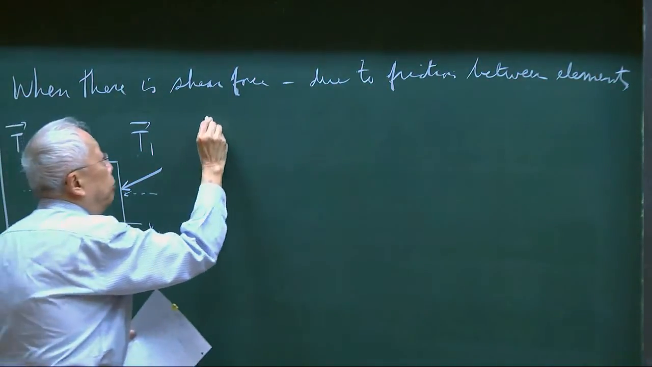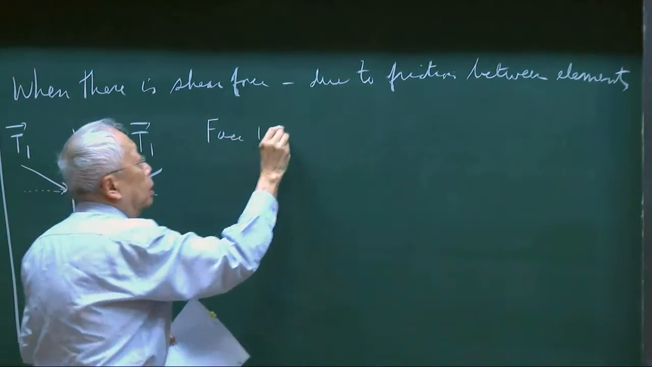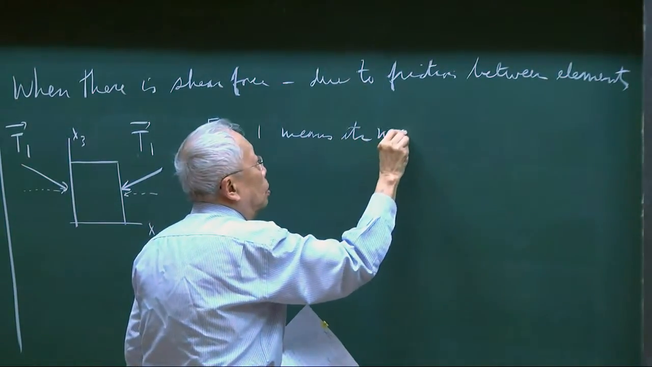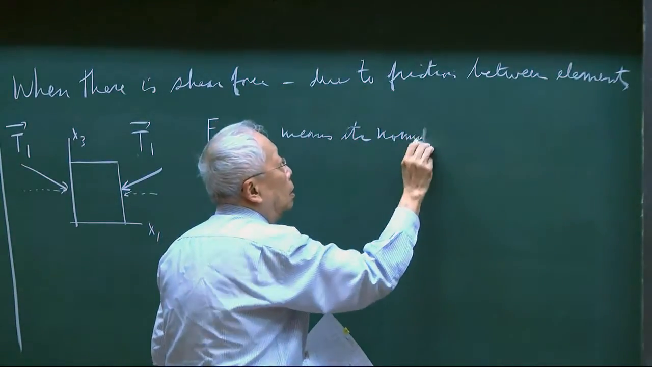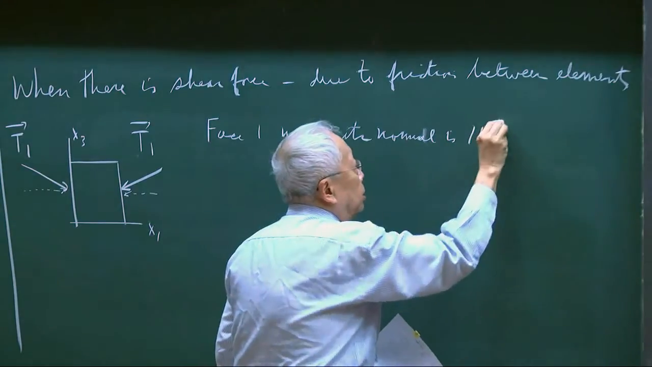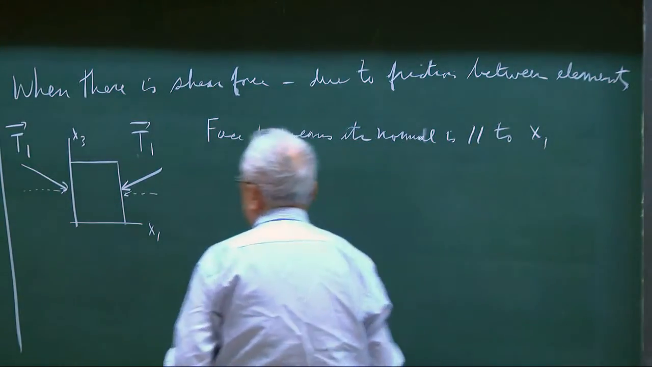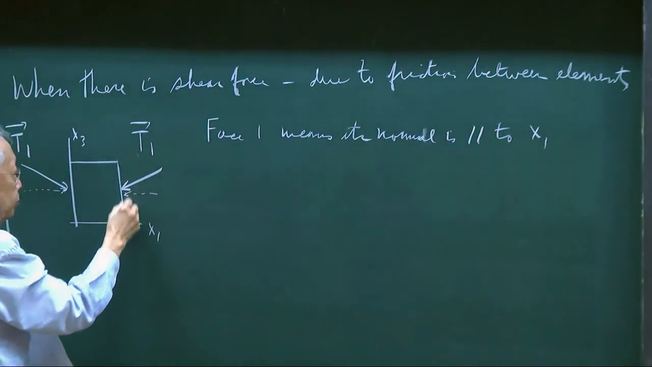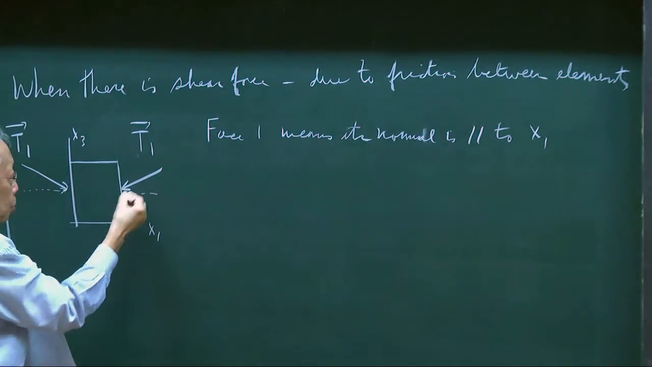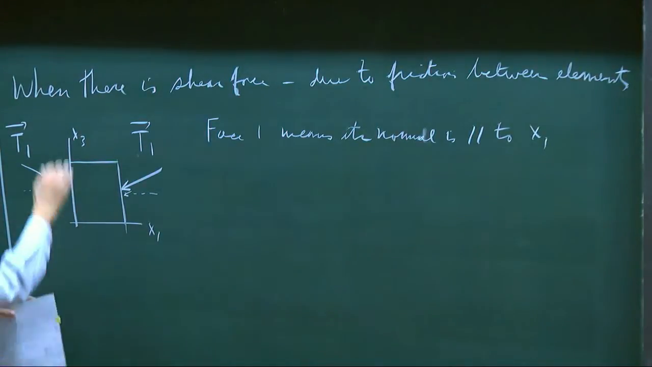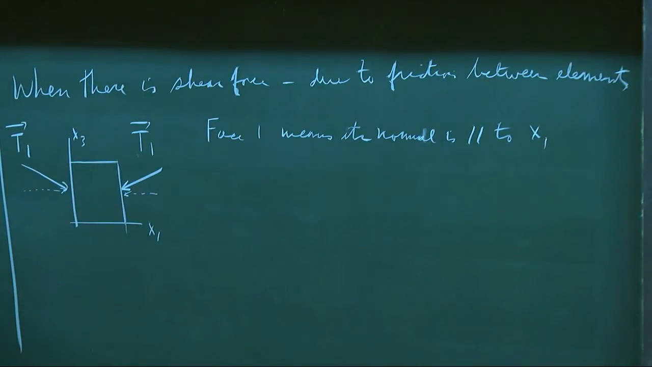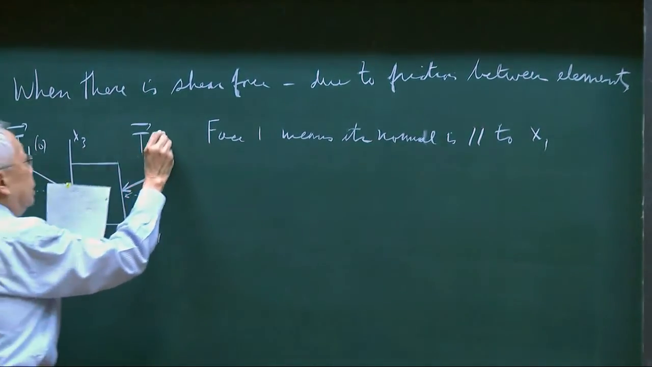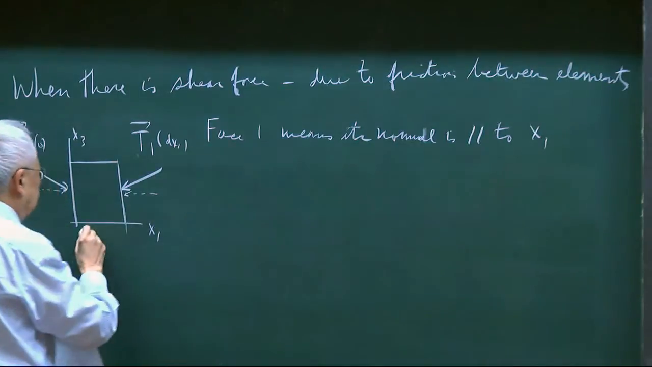So phase 1 means its normal is parallel to x1 and so forth. So this is called T1 because it's a force acting on this face, and this face, its normal is parallel to the x1 axis. And then I have T2 and so forth, T3 and so forth. And this is T1 at 0, and this is T1 at dx1. This is dx1.